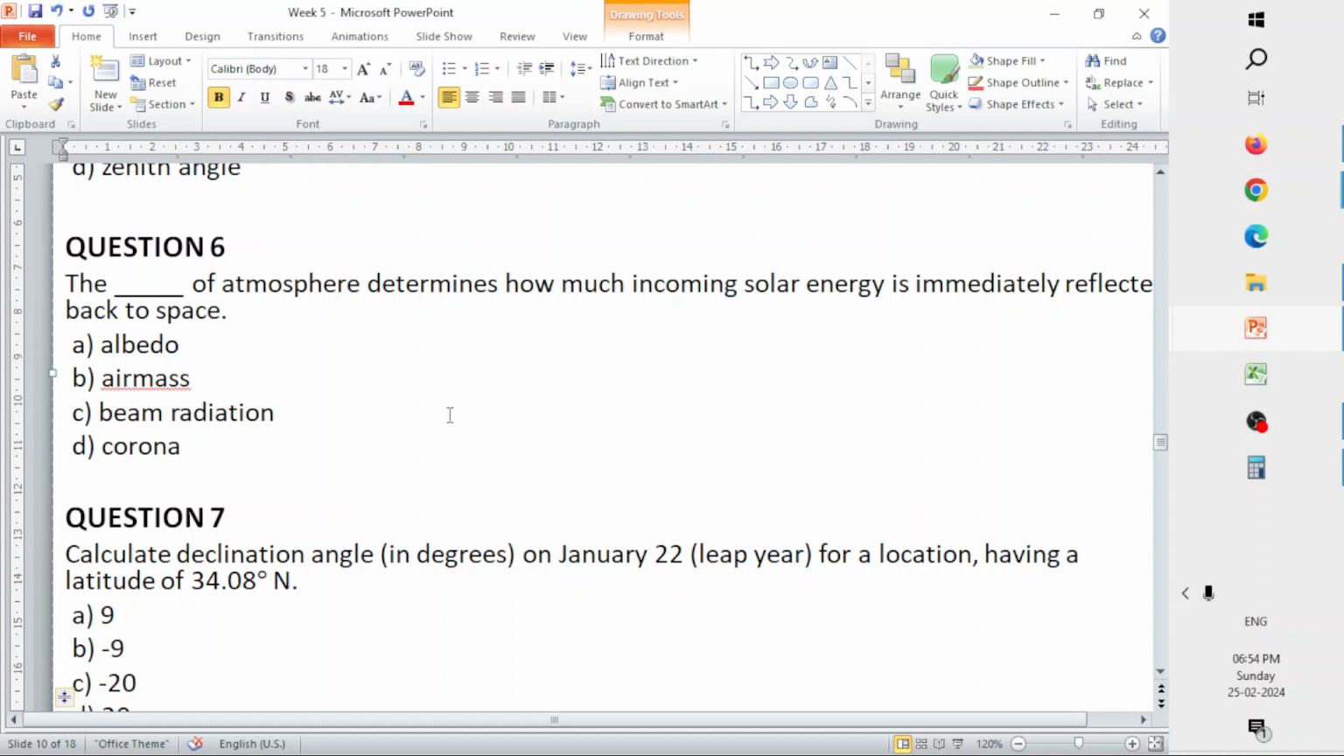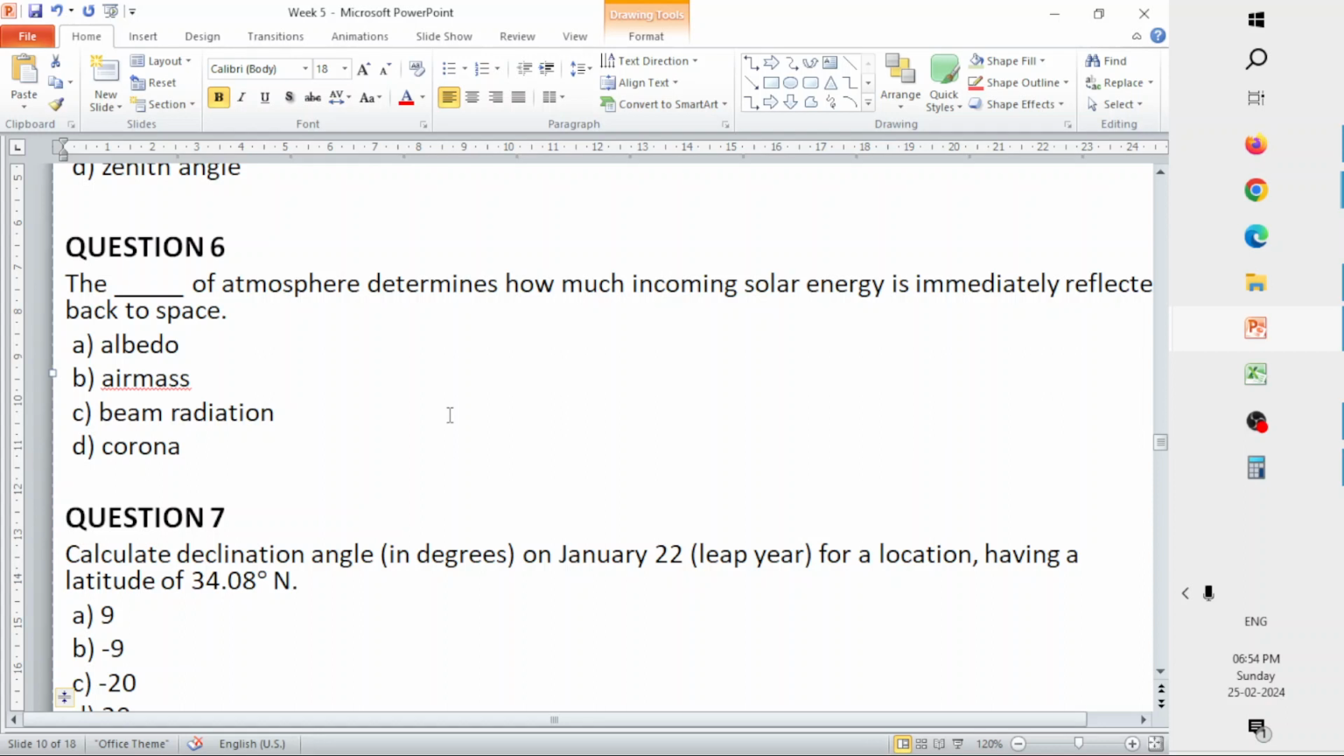Corona is the outermost part of the sun's atmosphere, which basically consists of plasma, and the corona's temperature is greater than 10 power 6, that is 1 million Kelvin. So this is something that deals with the sun, the outermost part of the sun. So that is also not something that we want right now.